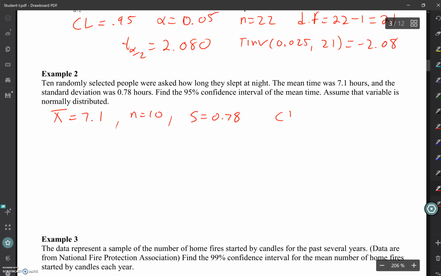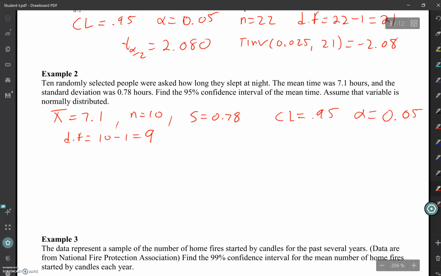And the last thing is we have a confidence level of 0.95, which means that my alpha is 0.05. All right, so I need to find my critical value. So what's my degrees of freedom? 10 minus 1, so I've got 9 degrees of freedom. So I'm going to use my 9 and my 0.05 on the table, or you have to divide it by 2 if you're going to use your calculator.